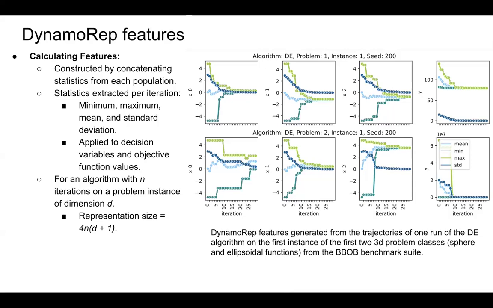So for example, if we have n iterations on a problem instance of dimension d, we have this length of representation. And you can see here, because we calculate this for each iteration, if we have a three-dimensional problem, these are the decision variables, this is the objective value, and you can see how they change through the space.